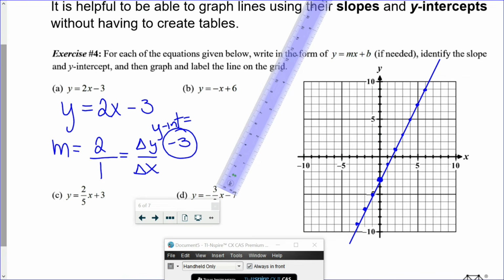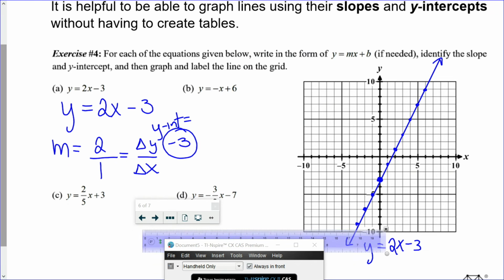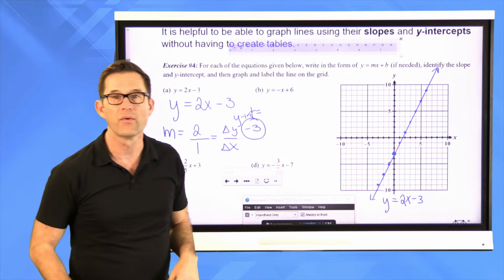That's okay. We should always make sure when we graph more than one line on a graph grid that we label it with its equation. When it says label the line on the grid, what that's getting at is make sure that you put the equation of the line right beside it.